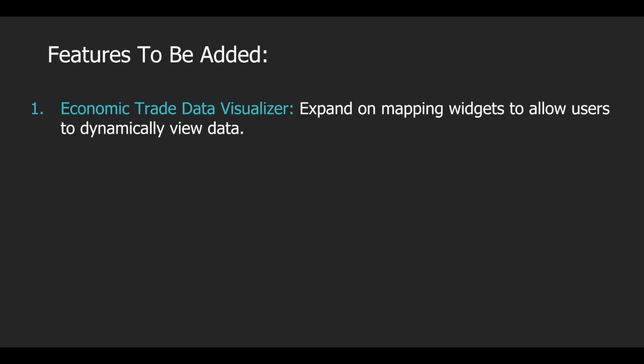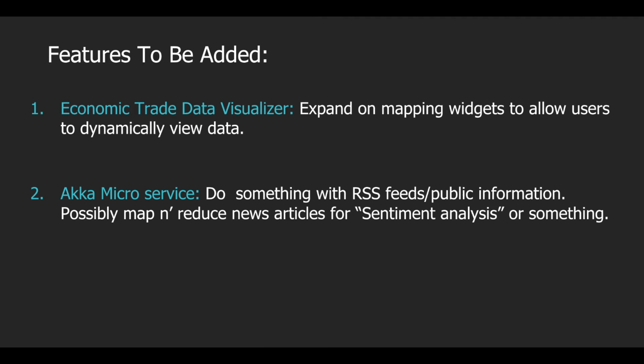Another feature I'm planning on building is an Akka microservice, and it'll do something like take in a bunch of news articles and map and reduce them, and do a sentiment analysis or something to maybe have a metric on general mood. This actually ties into the last feature I just spoke about, because originally I'm going to build out this Akka microservice to simply parse through HTML and spit out information. But later I will figure out cooler different uses.